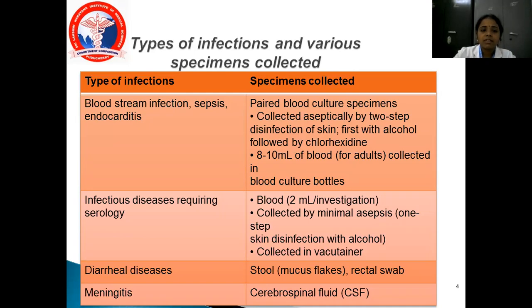culture bottles. The next type of infection is infectious disease requiring serology. The specimen is blood, collected by minimal asepsis and skin disinfection with alcohol, collected with a vacutainer. The third type of infection is diarrheal disease. The preferable specimens are stool specimen and rectal swab. The next type of infection is meningitis. The specimen is cerebrospinal fluid.